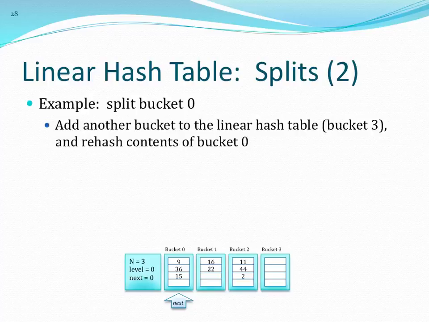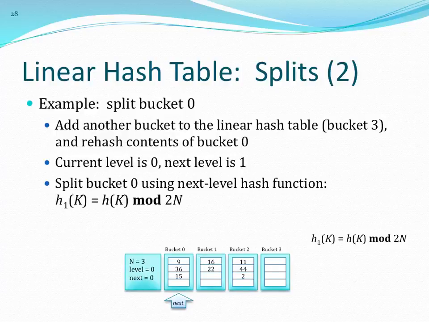But we don't rehash them with H0 because that would be dumb. They'd all end up back in bucket 0. So we use the next level hash function. And that will, hopefully, if we have good distribution of data, send about half of the bucket 0 stuff to bucket 3, and half of the bucket 0 stuff will stay.